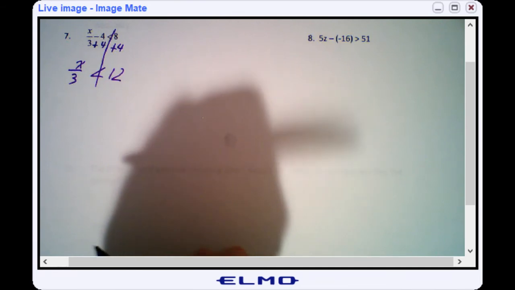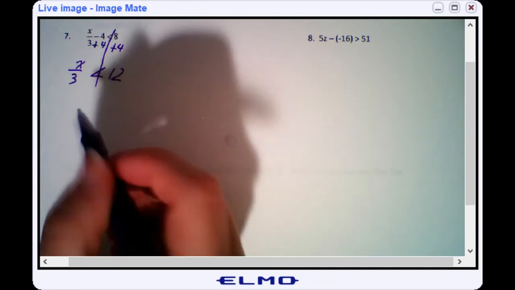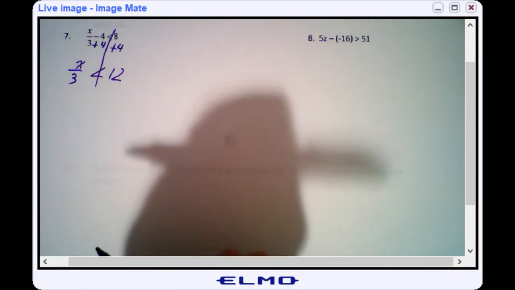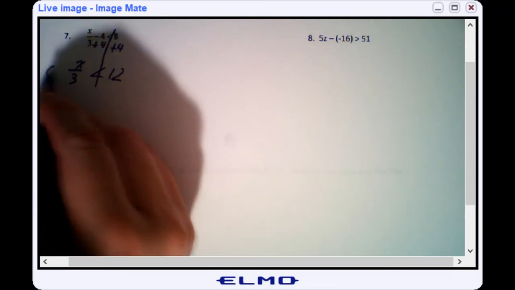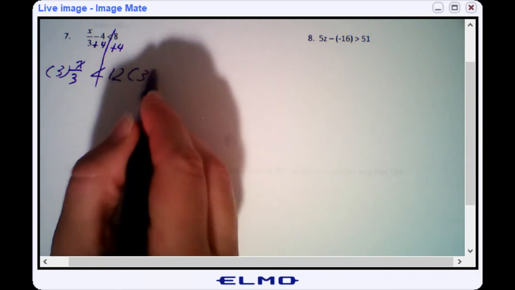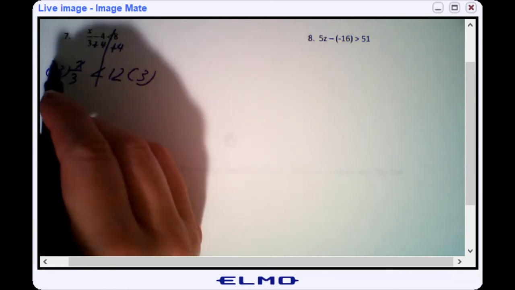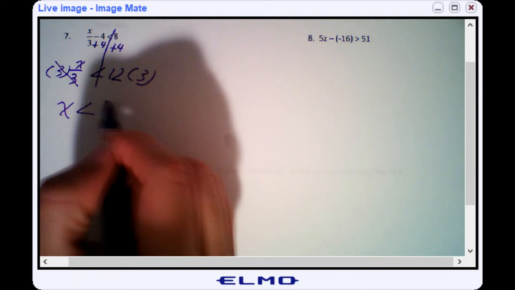After we do that, we still need to get x by itself. Remember, fractions are just division. The opposite of divide is multiply. So we're going to multiply both sides by 3. We're going to get x is less than 36.